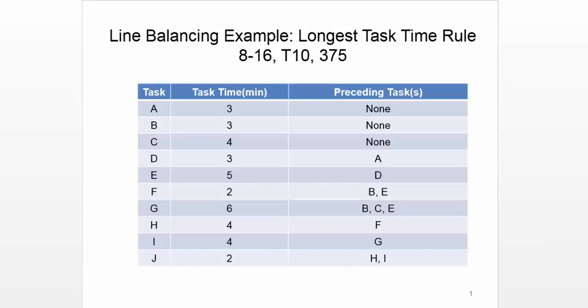Okay, let's look at another example of line balancing. And we're going to use once again the longest task time rule. In this project, we have 10 tasks. We see the task time in minutes over here in the second column, and in the last column, we have the information on the preceding tasks.